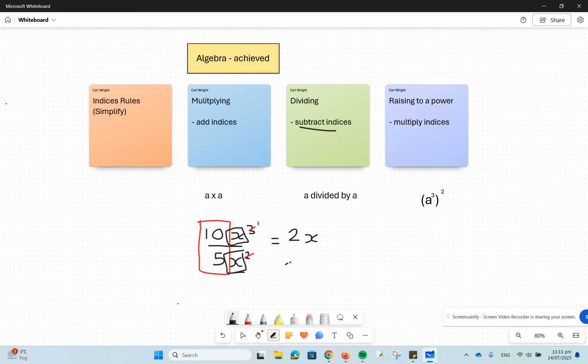If it was x squared over y squared, like that, we wouldn't be able to simplify that, because x and y are different bases, so we couldn't go 2 minus 2. Okay, we couldn't do that. Okay, great. There's rule number 2 sorted.